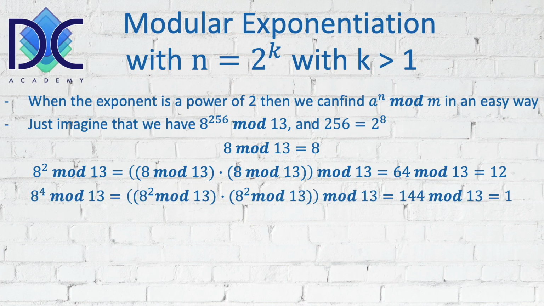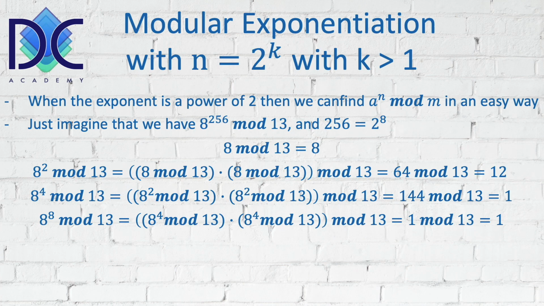A to the power 4 is modulus 13. Now we multiply a to the square modulus 13. We take the power of 2 of them, so we find that this is 12 times 12. Finally, we find 144 modulus 13, and this is equal to 1. Then we have 8 to the 8 modulus 13. We have 1 times 1, so we have 1 modulus 13, which is 1.